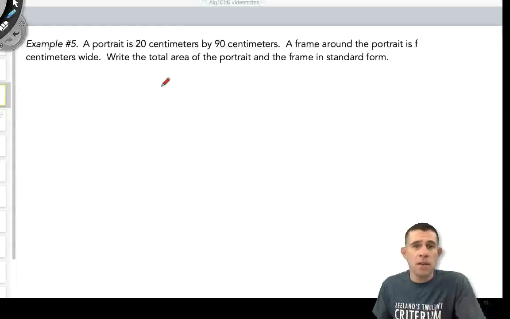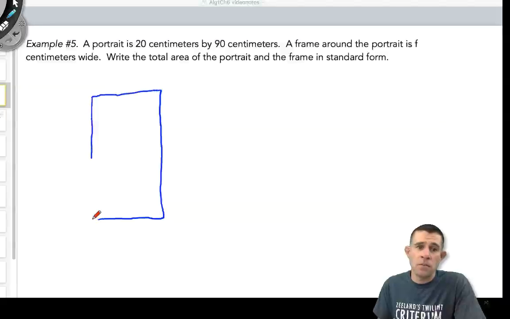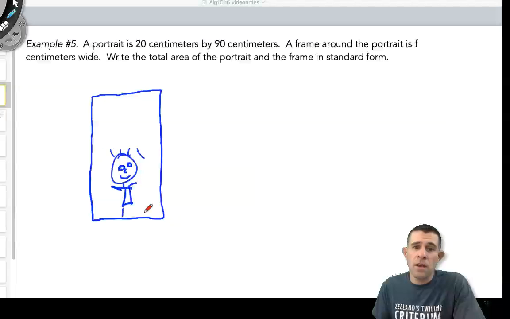All right, let's take a look at another example here. In example 5, it says a portrait is 20 centimeters by 90 centimeters. So we're just going to draw ourselves a little picture here. Here's 20 by 90. Beautiful little picture of Uncle Fred. Here he is, his nose, his mouth, his skinny little neck, and he's playing soccer or something. I don't know. And it's a beautiful sunshiny day.